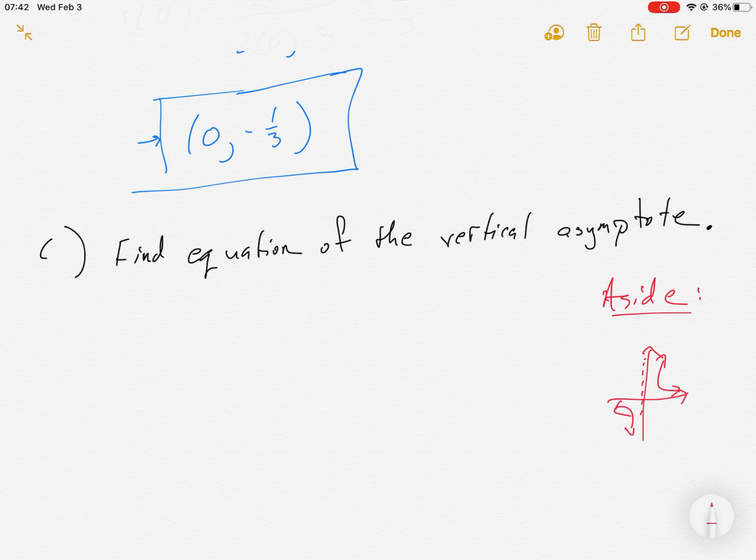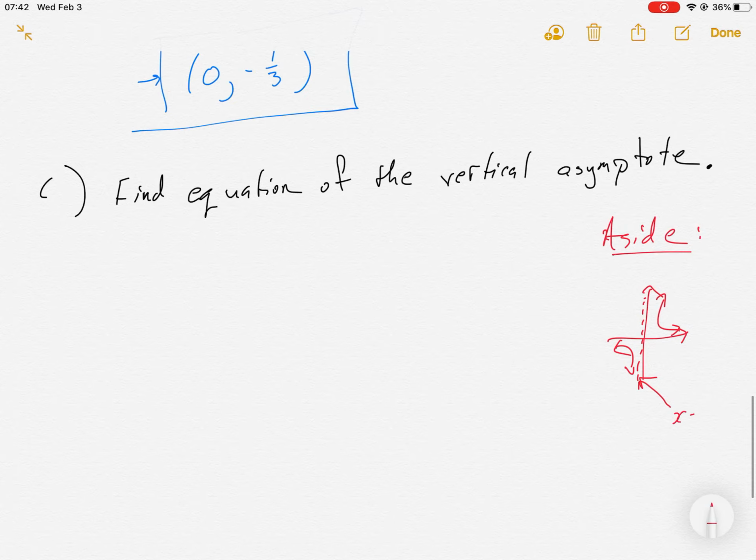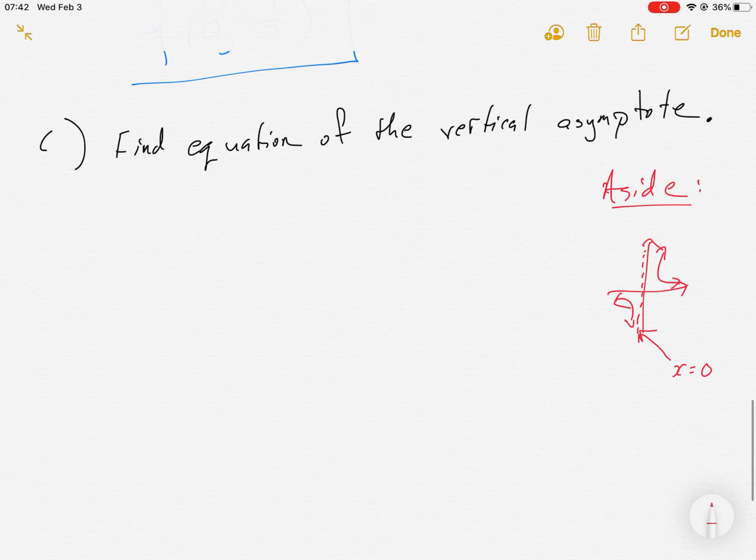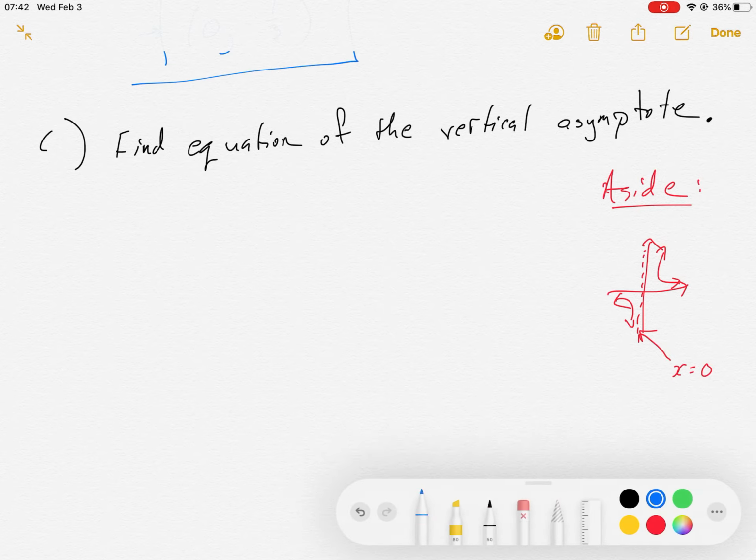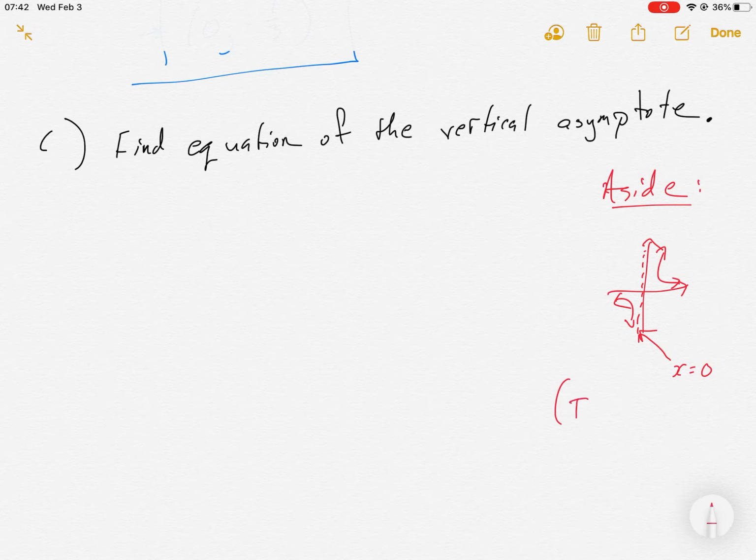Remember that the vertical asymptote is this line right here, the y-axis. If we were to write that as an equation, it would be x equals 0. And this is essentially a point where the graph does not work. This is where we have some sort of issue. So this is where we have issues at x equals 0.